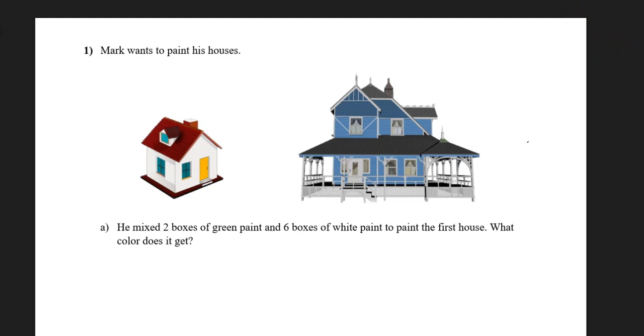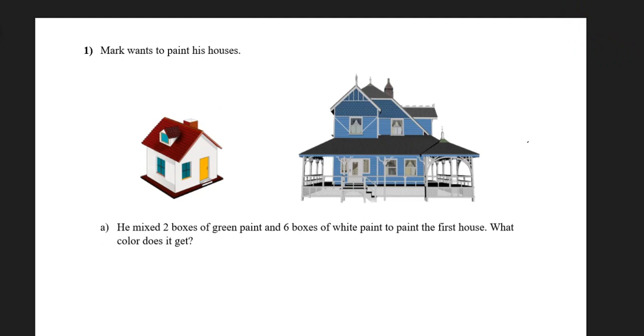Mark wants to paint his houses. Mark has 2 houses. He makes 2 boxes of green paint and 6 boxes of white paint to paint the first house. What color does it get? Please stop the video, read it and analyze it.